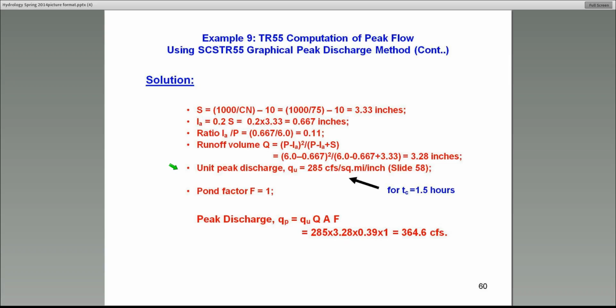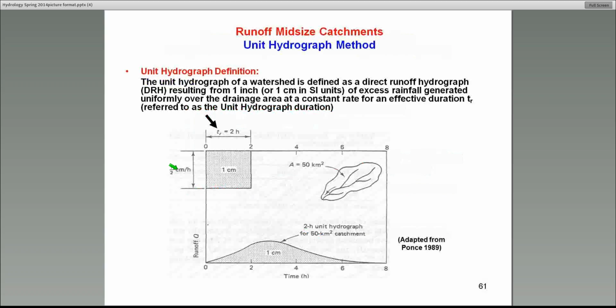It's initial losses. Typically, if they don't give it to you in the rational method, you can use something like 20% or 10% of the storm as initial loss. You just abstract it from rainfall and continue with your design. If you want to neglect it, that's fine. But in the SCS method, you have to incorporate it into the rainfall analysis. Okay, so let's finally review a little bit the unit hydrograph since we have a few minutes.